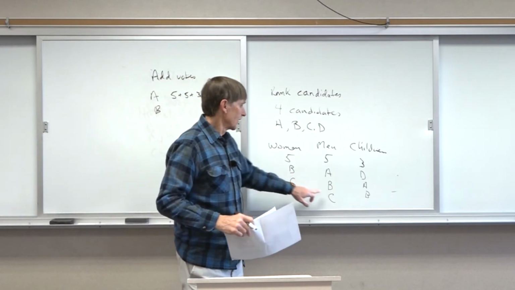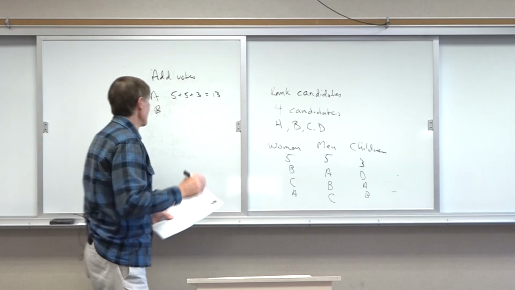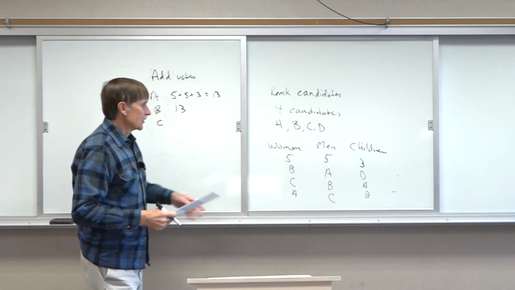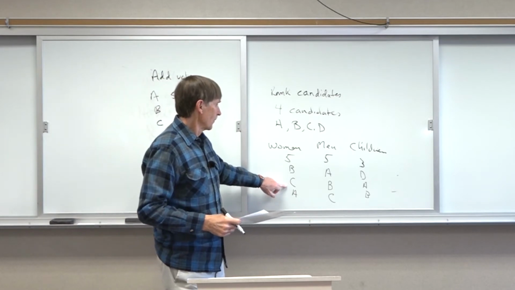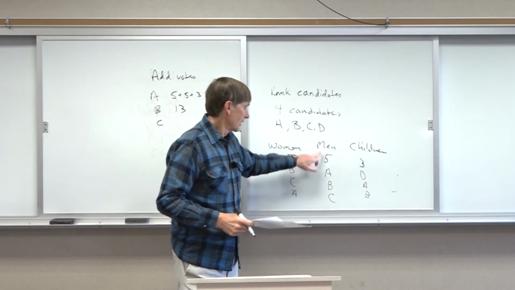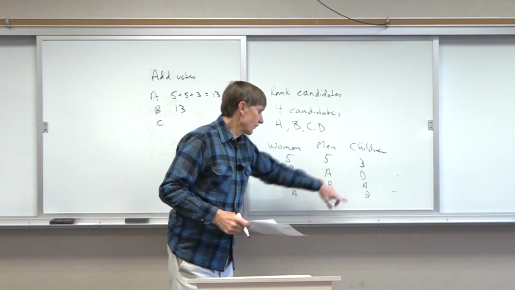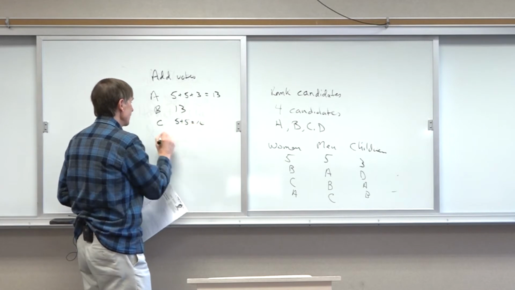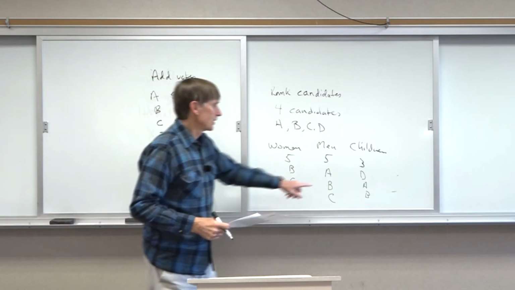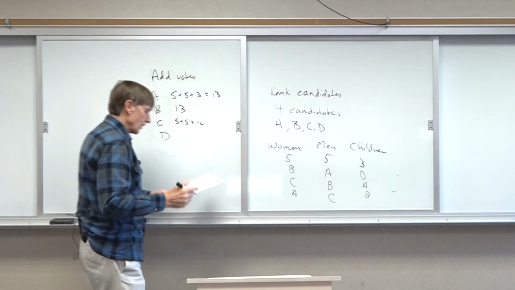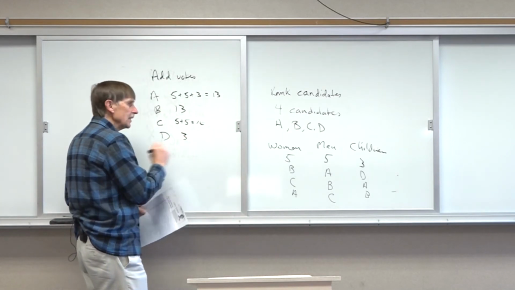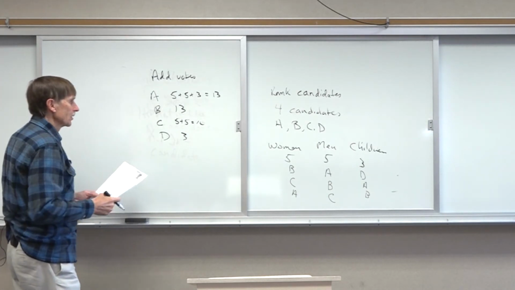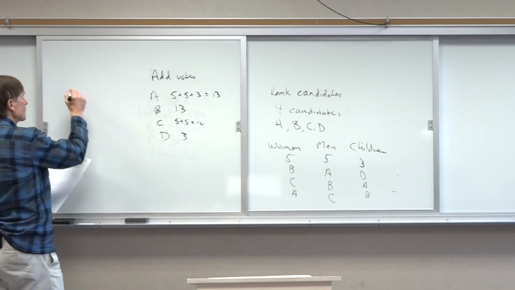It's got 5, 5, and 3 from the children. So B has 13. If we look at C, C has 5 from the men, 5 from the women, but none from the children, right? So C has 5 plus 5, which is equal to 10. And D's only got 3, right? So D's out, okay?